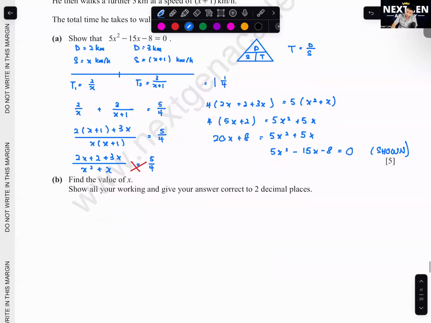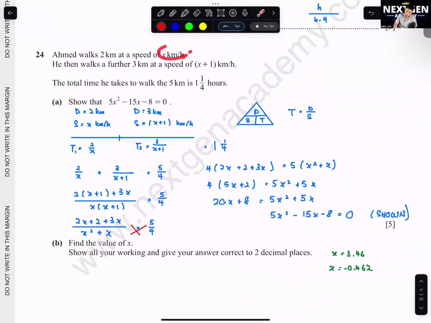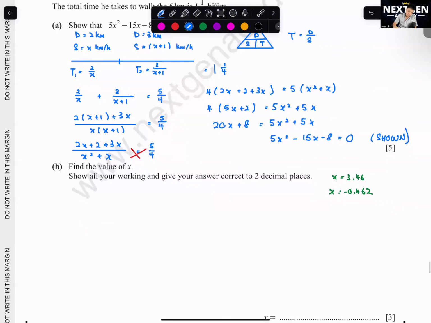So what I'll do is you write the answer somewhere first. We will just double check: 3.46 and negative 0.462. They only give us one space over here. How come? So you have to understand what is x. X is speed. So speed, there's only positive. So you will take the positive value. But let's just double check. If you type in the calculator, they will give you some irrational value. Then you see got a surd. That means you have to use quadratic formula. You have to show your quadratic formula.